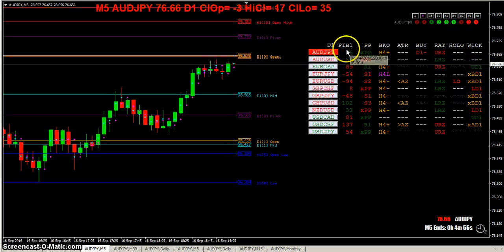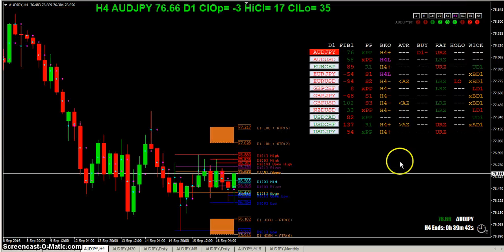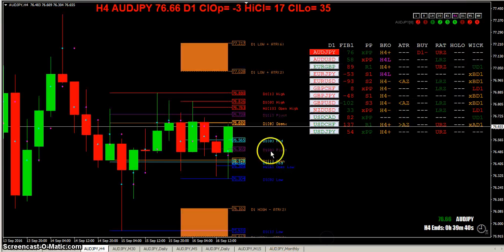And then the fib retrace. This is set to 1 day before. Actually, this column was there before. The other column is the breakout. And I've got it set to 4 hours. And so what this will do is it'll tell me, based on the previous 4-hour bar, if there's a breakout. So you can see here, there was a nice breakout.